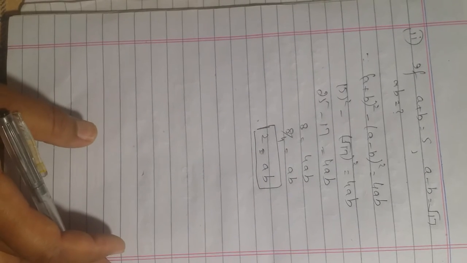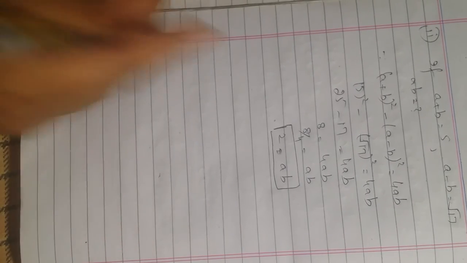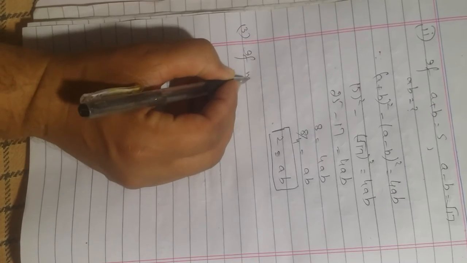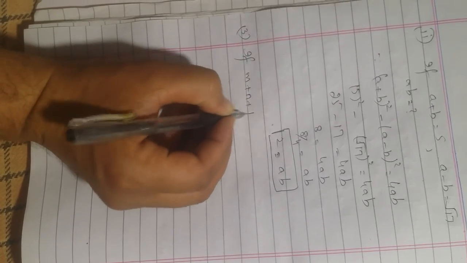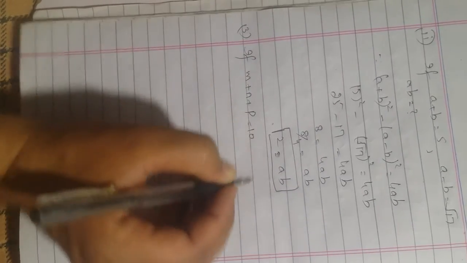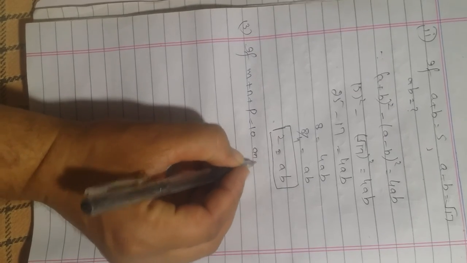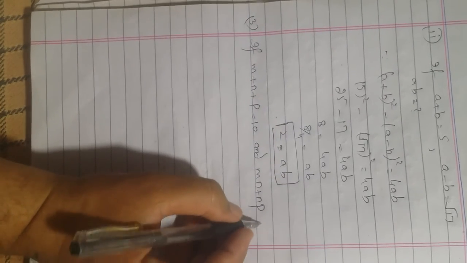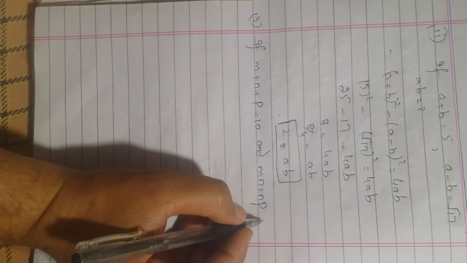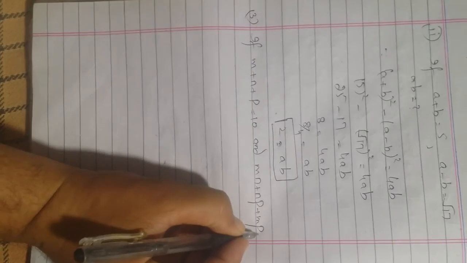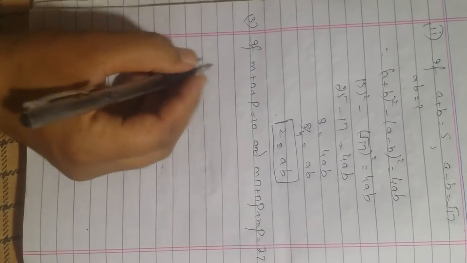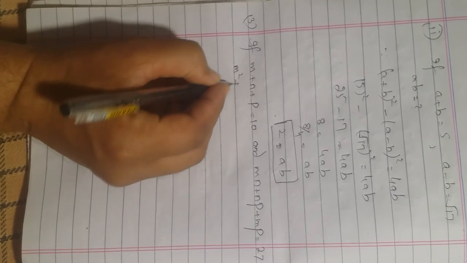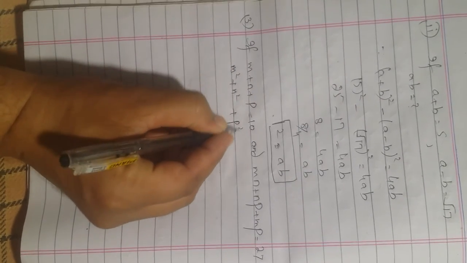Now I have to solve question 3. Question 3: if m plus n plus p is equal to 10 and mn plus np plus mp is equal to 27, find the value of m square plus n square plus p square.